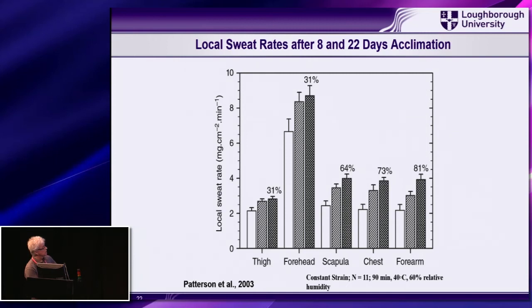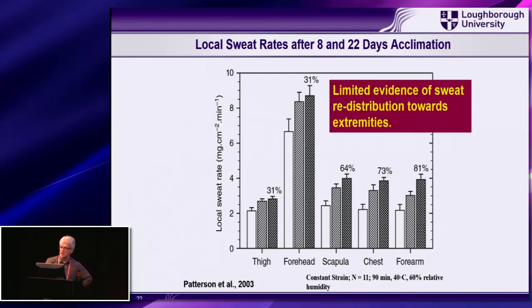And based on this, they concluded that there would not be a clear redistribution. Now, we did measure the back, so that would be equivalent here to the scapula, and you see there's a bit more difference over there. But overall, I would say there's limited evidence of sweat redistribution to the extremities, but that might need some more work.